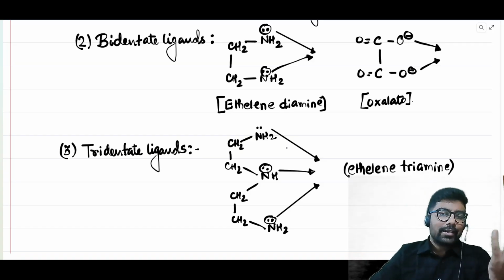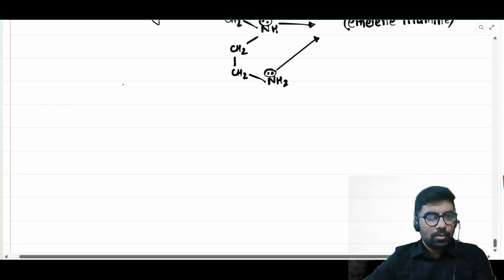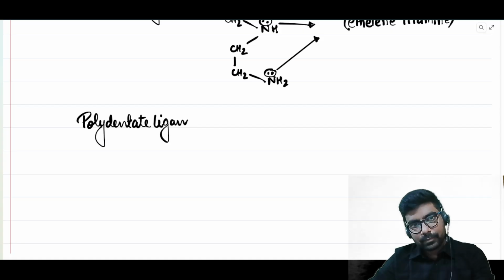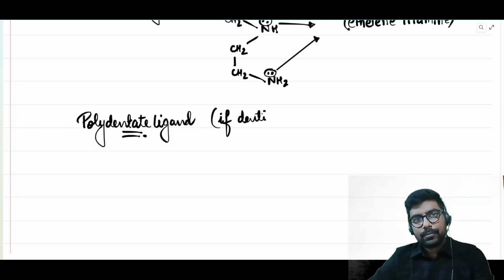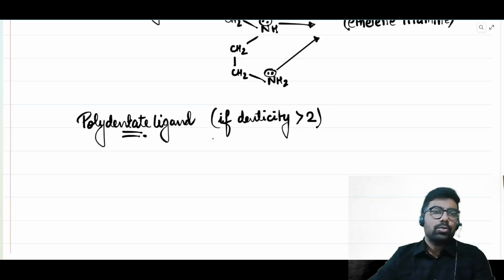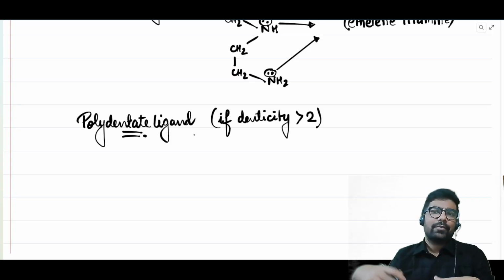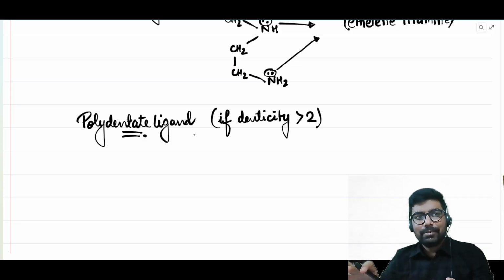Okay. Now the thing is, monodentate and bidentate we study individually, and after bidentate, tridentate, tetradentate, pentadentate, hexadentate, we just give a common name. We call them polydentate ligands. Clear? If the denticity is more than 2, we just generally classify them as polydentate ligand, because the important ligands are monodentate, bidentate, then we have ambidentate ligand also, flexidentate ligand also. So whatever it is, if the denticity is more than 2, we just generalize them as a polydentate ligand.